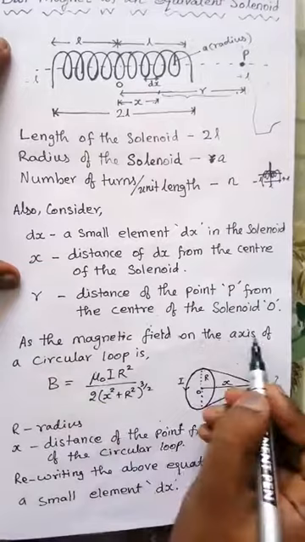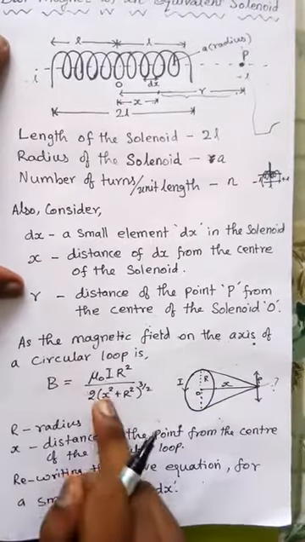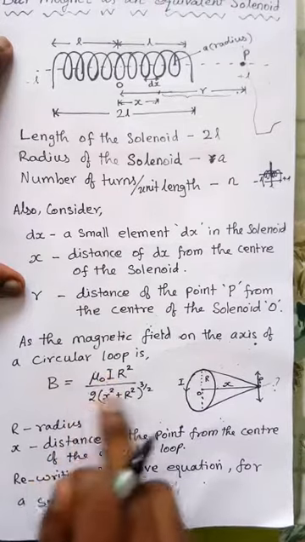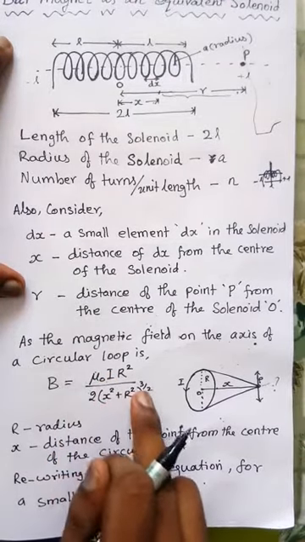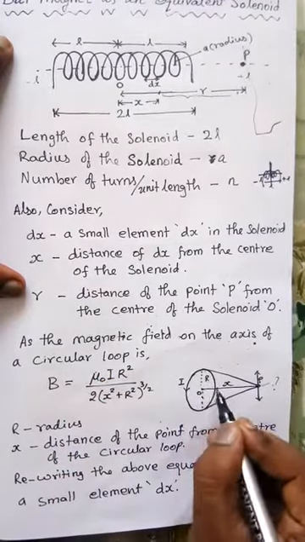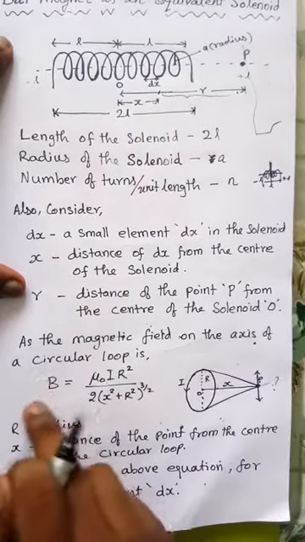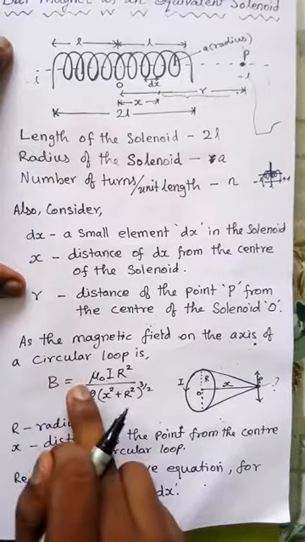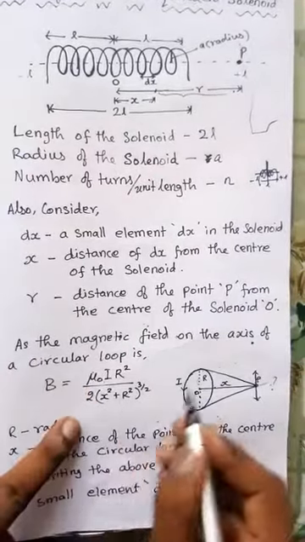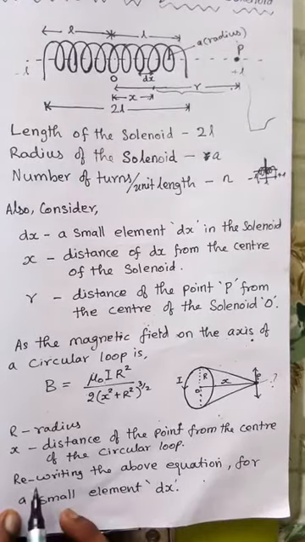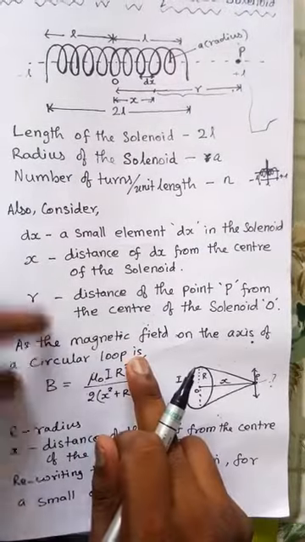Now the magnetic field on the axis of a circular loop, already you know that one, we learned in the previous chapter: B is equal to mu naught I R square divided by 2 into (x square plus R square) whole power 3 by 2. This is a circular coil, R is the radius, x is the distance, and P is the point. So here R is the radius, x is the distance of the point from the center. Rewrite this equation accordingly.